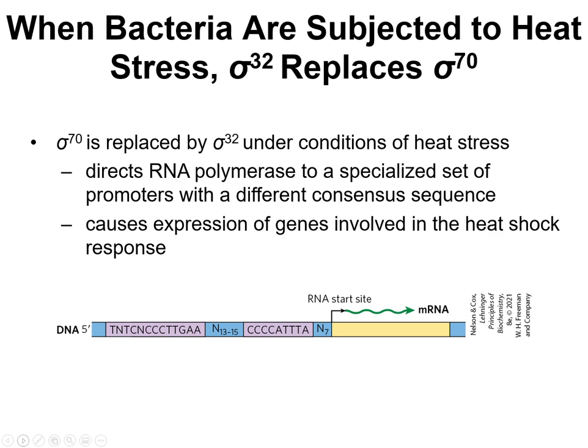So again, to put this into perspective about what it looks like, this is an example of a sigma 32 promoter region. Notice that these two purple regions are very different. Only the heat shock response will get that sigma 32 to be expressed and then bring RNA polymerase to these specific promoters to turn on the proteins that will help maintain the E. coli in this heat stress until it's gone.